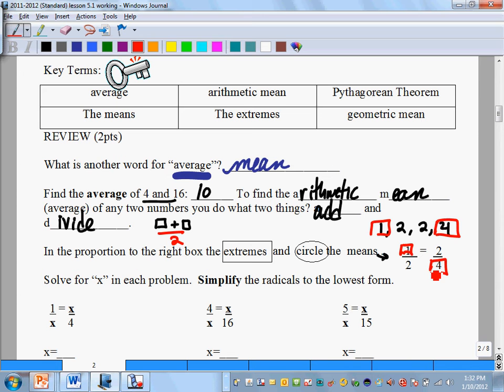Catch up, guys. Those are called the extremes. The extreme beginning and the extreme end. The extremes.